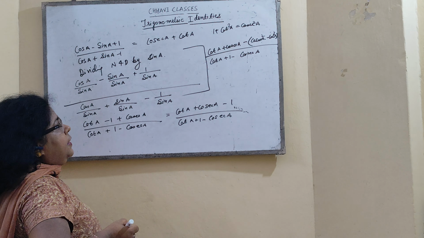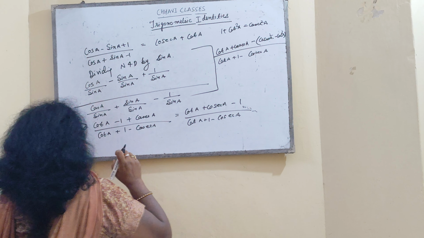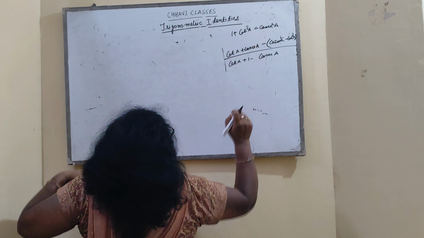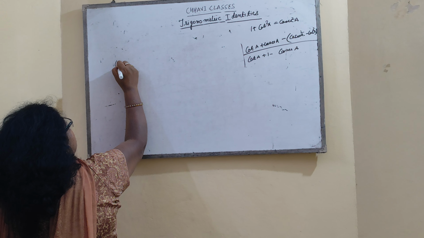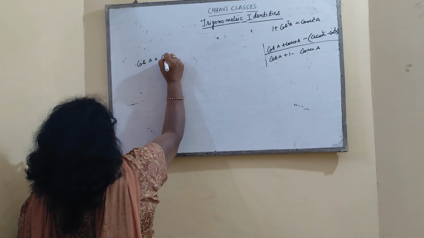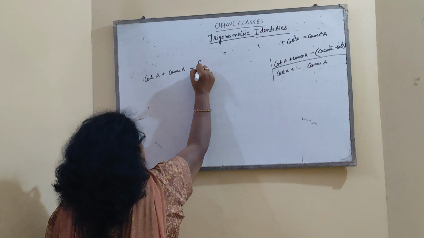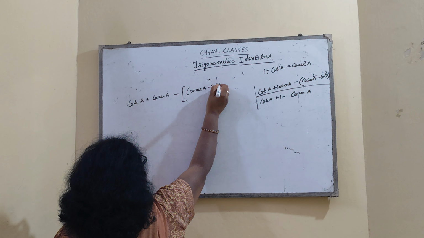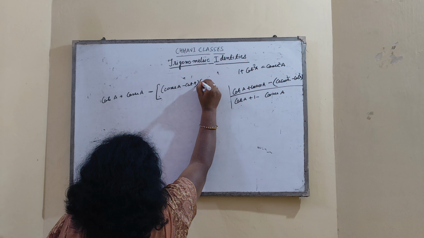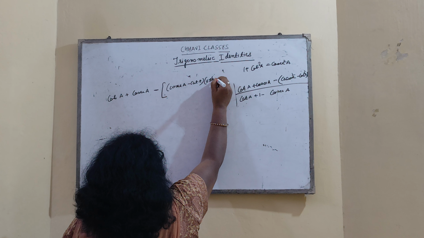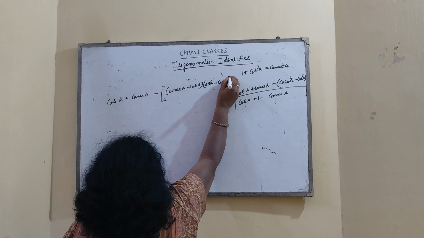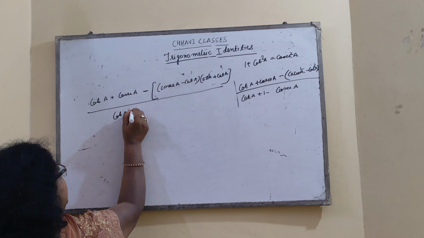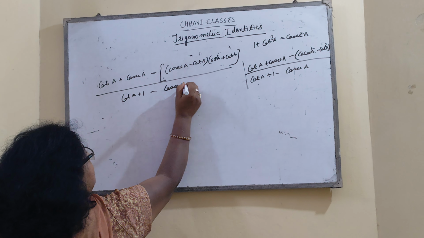Now we will apply the identity A square minus B square. So cot A plus cosec A minus (cosec A minus cot A)(cosec A plus cot A) upon cot A plus 1 minus cosec A.